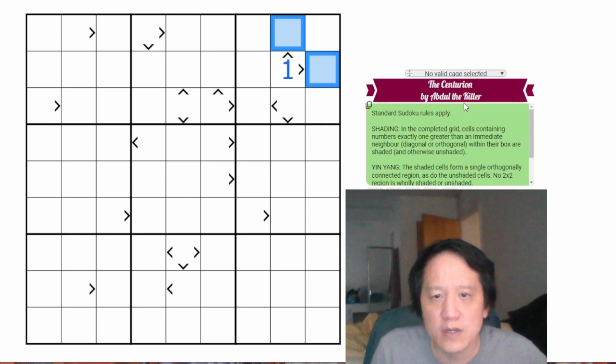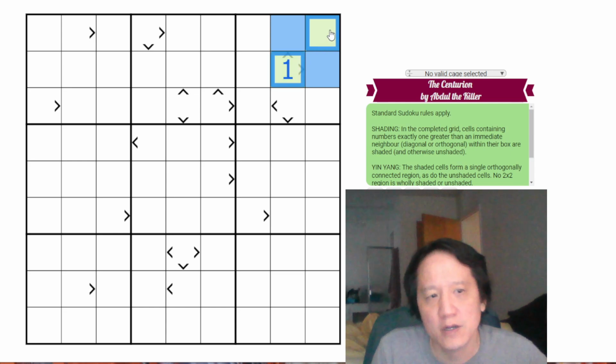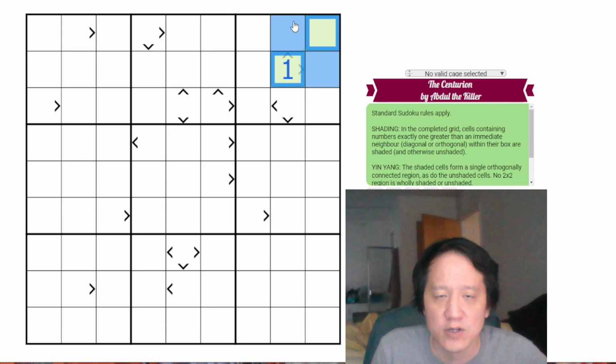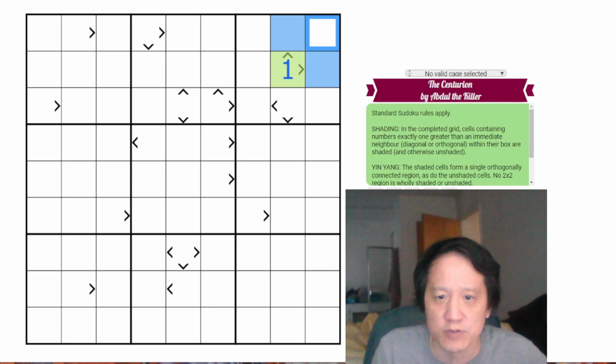Right. In the completed cells, cells containing numbers exactly 1 greater than an immediate neighbor in their box are shaded. So this is unshaded. This has to be shaded, because if it were unshaded, first of all, there would be more than 1 unshaded region, which is not possible. Second of all, there would just be more than 1 shaded region. So that's the reason why you can't do this.